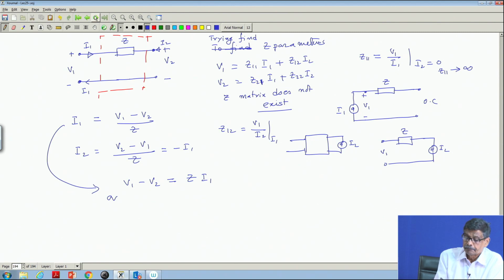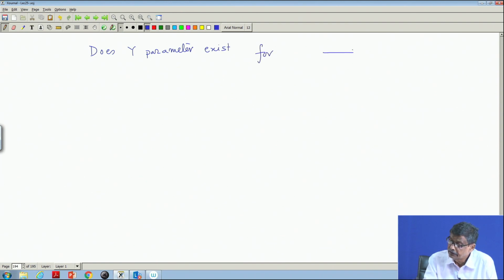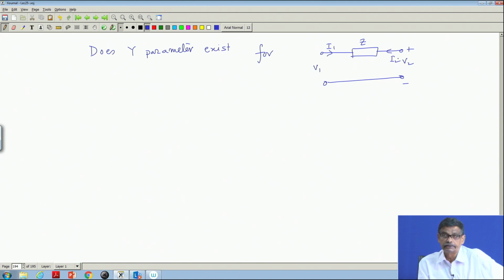So, what I am telling, for this network, let us try to find out, does Y parameters exist for this network, which has got a single impedance in series, and these two I am calling as input port V 1, I 1, and this I am calling as output port V 2 and I 2. This is by convention I am telling this.